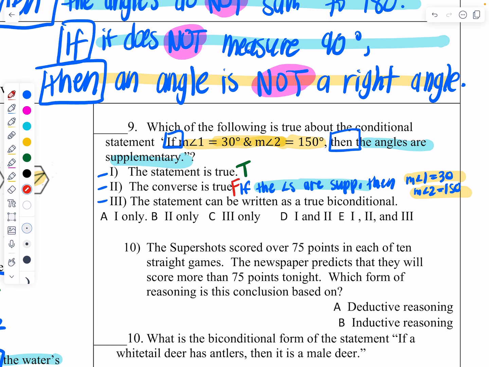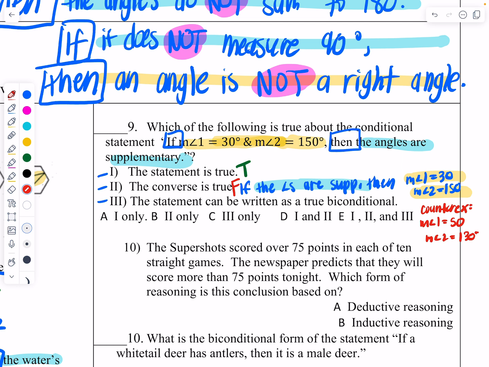Give a counterexample. What could be a counterexample? Any 2 angles that add up to 180 that are not those, like measure of angle 1 could be equal to 50, and the measure of angle 2 could be equal to 130. They don't have to be these 2 values.